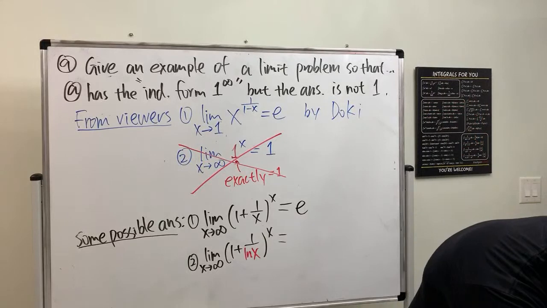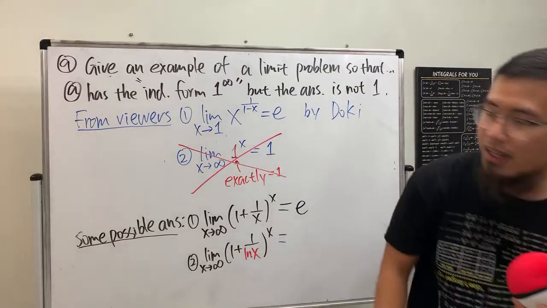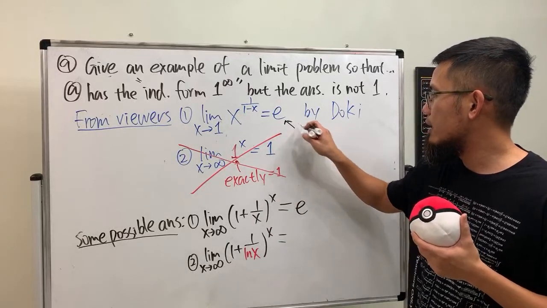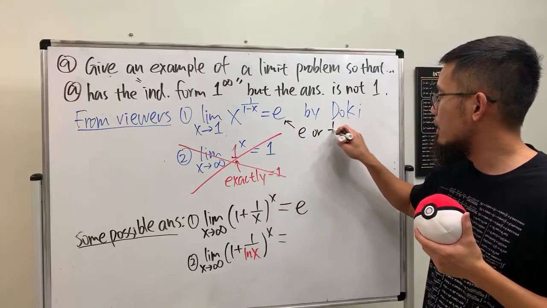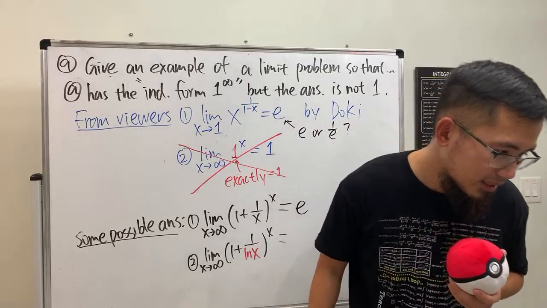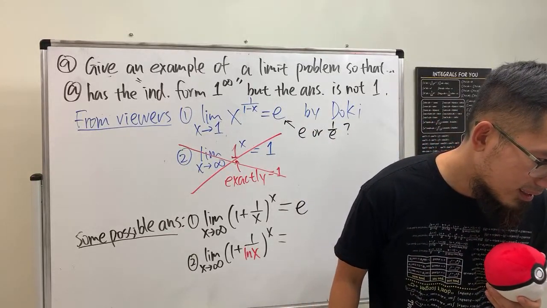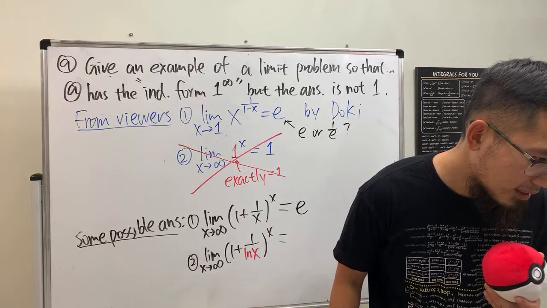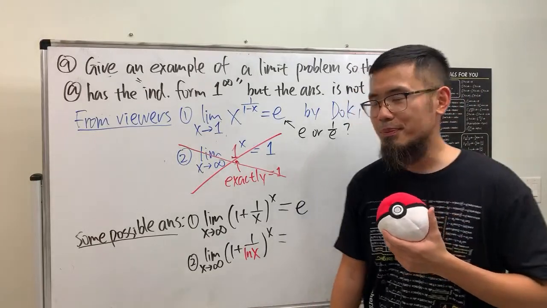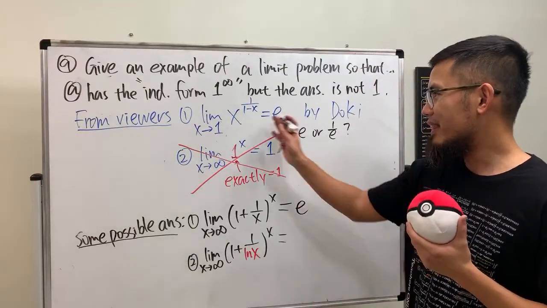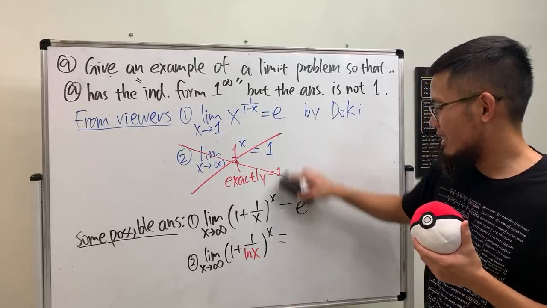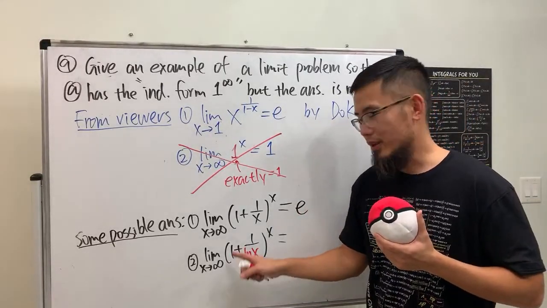Wait, so some of you guys are saying the answer to this is 1 over e. Is that what you guys are talking about? Oh well, I don't know. I think the answer is e though, but like, yeah. Okay, let me tell you.